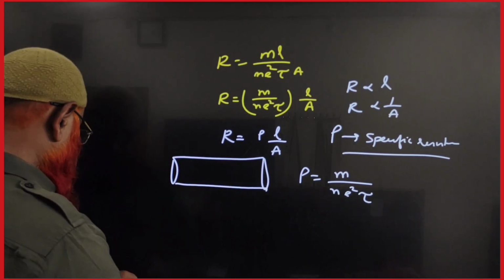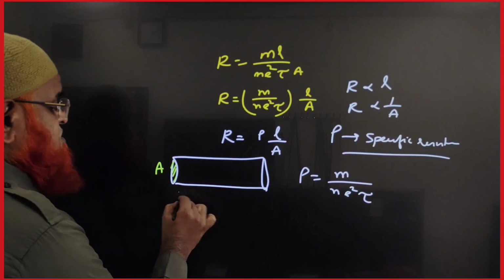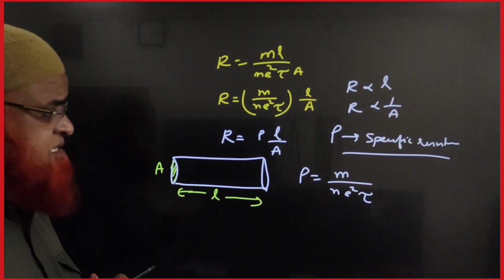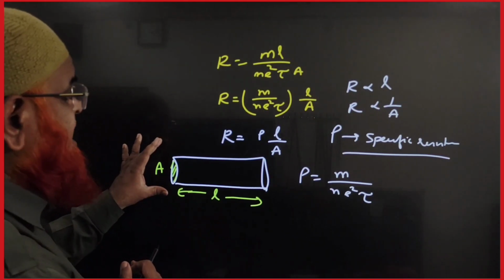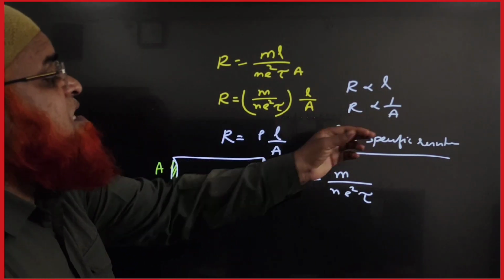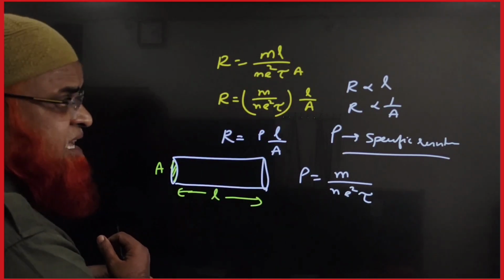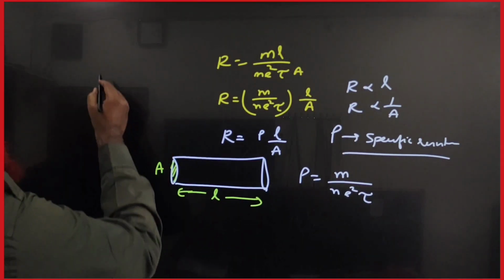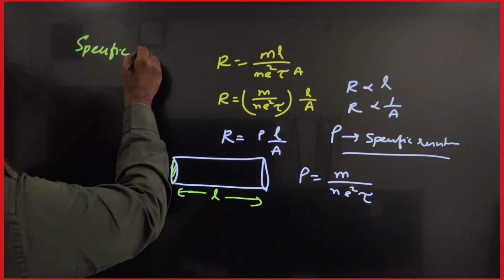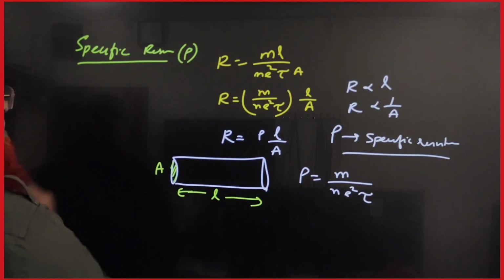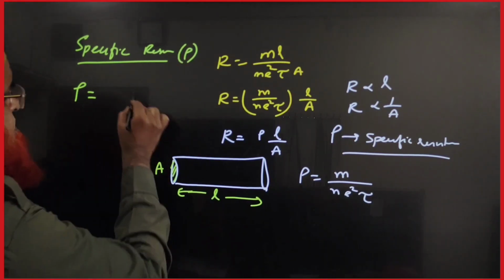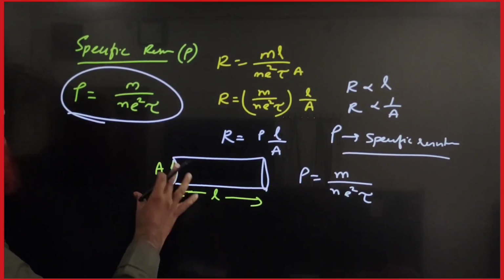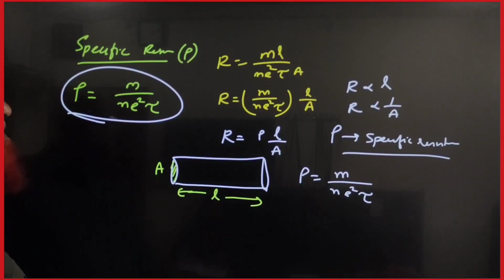So let us imagine this is a wire here. This is a wire having area of cross section A and length L. That means if a wire has greater length, it has greater resistance. If it has wider area, resistance decreases, because of the inverse relation. Area increases, resistance decreases. Length increases, resistance also increases. So we got the formula for specific resistance. Rho is equal to m by n e square tau. This is the formula for specific resistance according to the microscopic view of resistance. So microscopically we studied how electrons behave inside and how all these things happen.